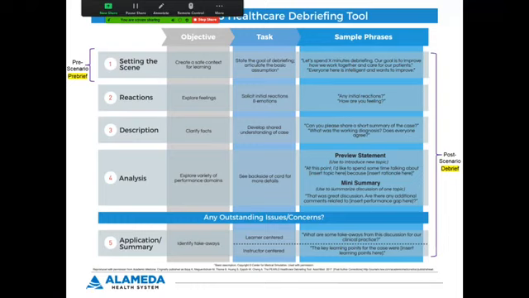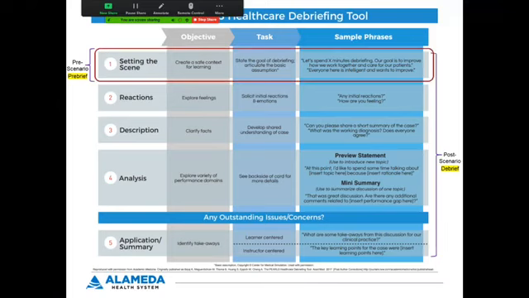So the first place that we start is in this first section here with the setting of the scene. This is used in two ways. So we've touched on this twice. The first time we touch on it is before the simulation even starts. It is critical that we set our learners up for success. So we're going to talk about the pre-brief, and we're going to talk about it in depth because, like anything else, the more time you spend planning, generally the better your success.